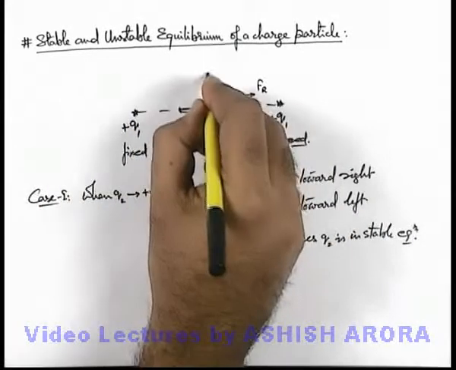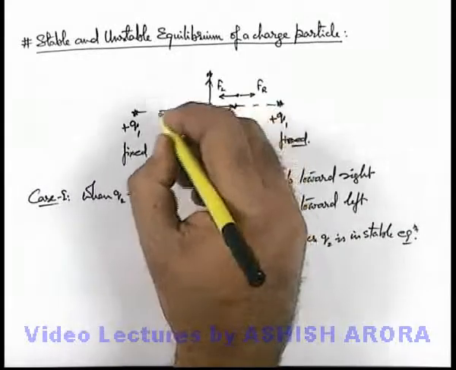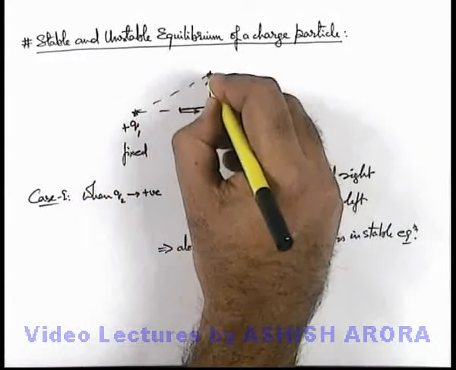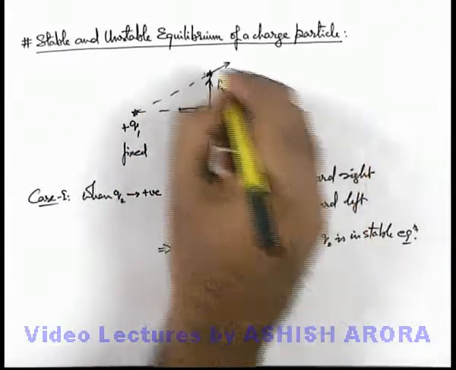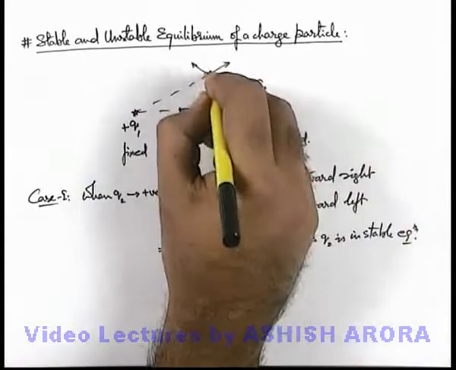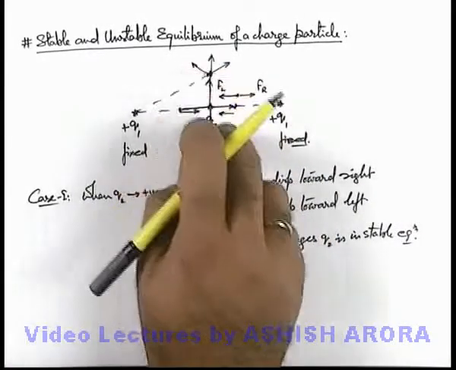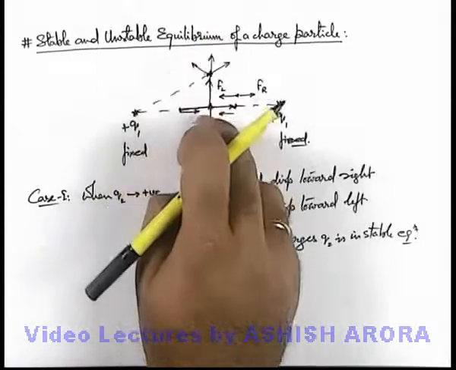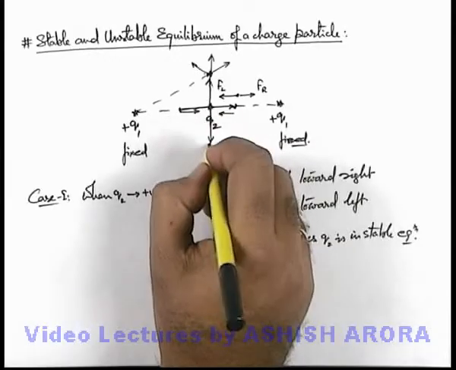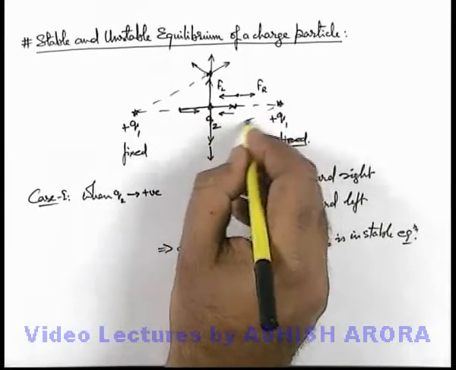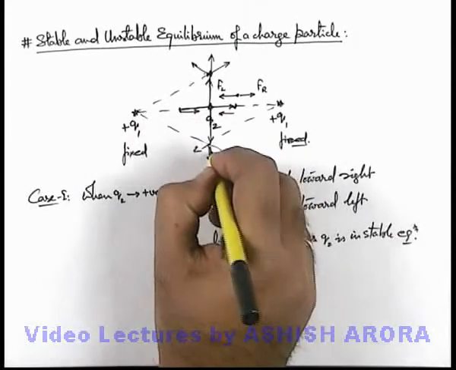But let's discuss the situation when Q2 is displaced perpendicular to the line joining the two charges. If Q2 is displaced away from the line joining the two charges, and it is positive, this Q1 will repel Q2, and this Q1 will also repel Q2, due to which the resulting force on it will be away from the equilibrium position. So it will move away and won't come back. Similarly, if it is displaced perpendicular to the line in the other direction, it will again experience a force due to the two Q1 in the direction away from the equilibrium position.